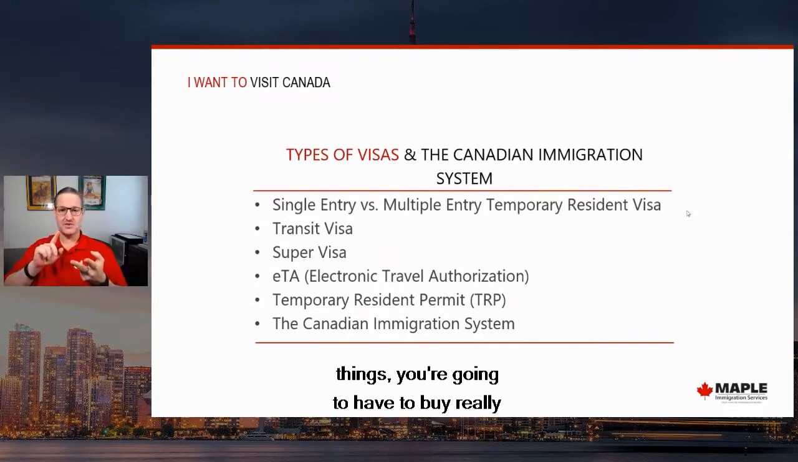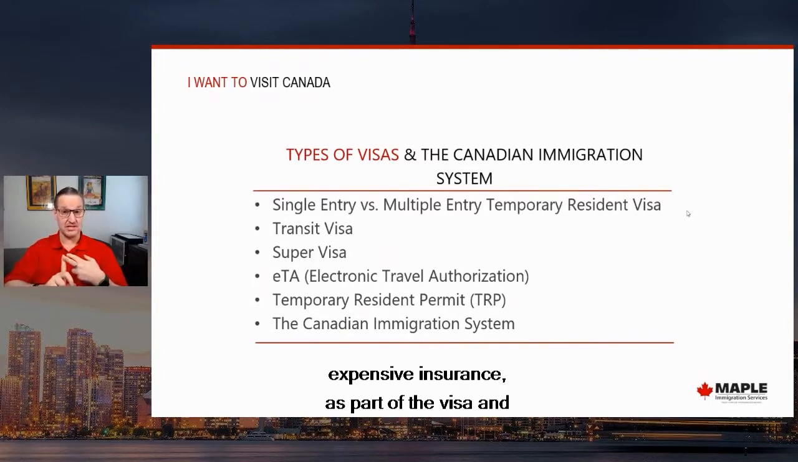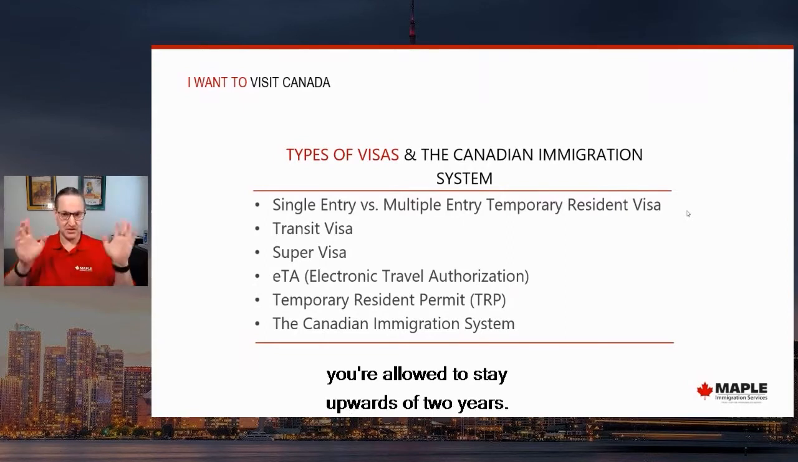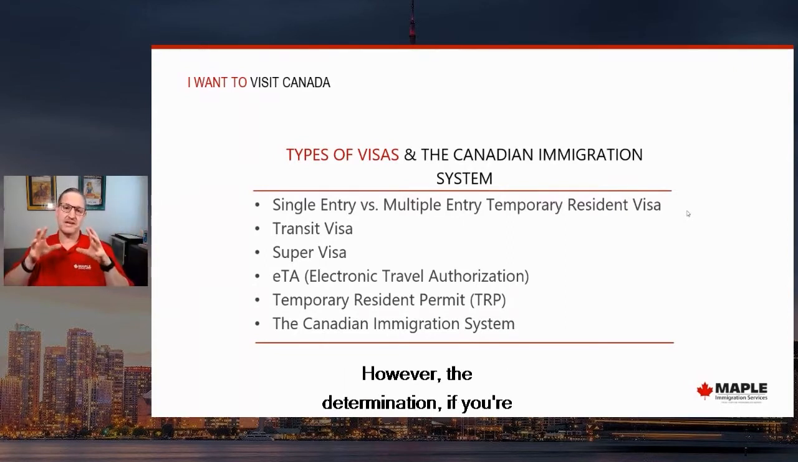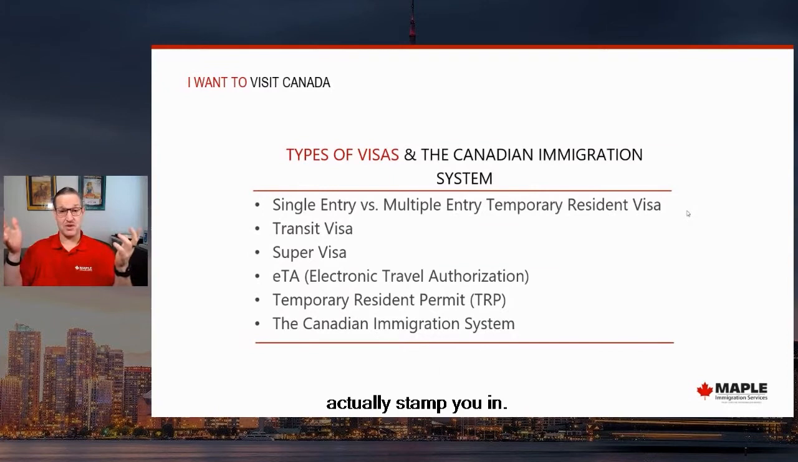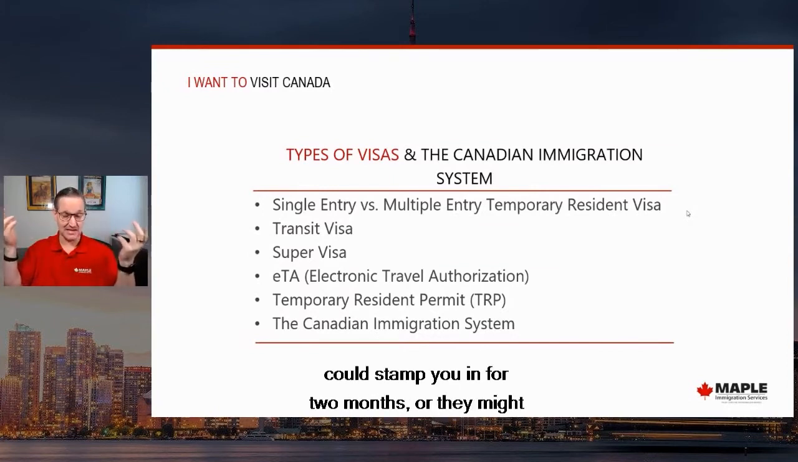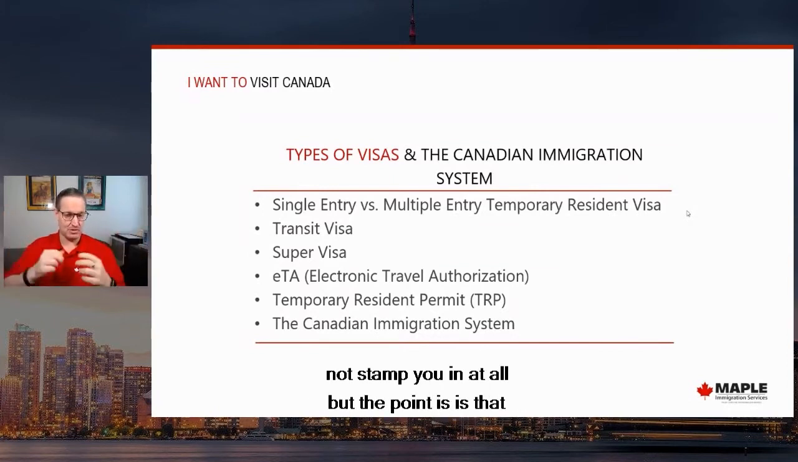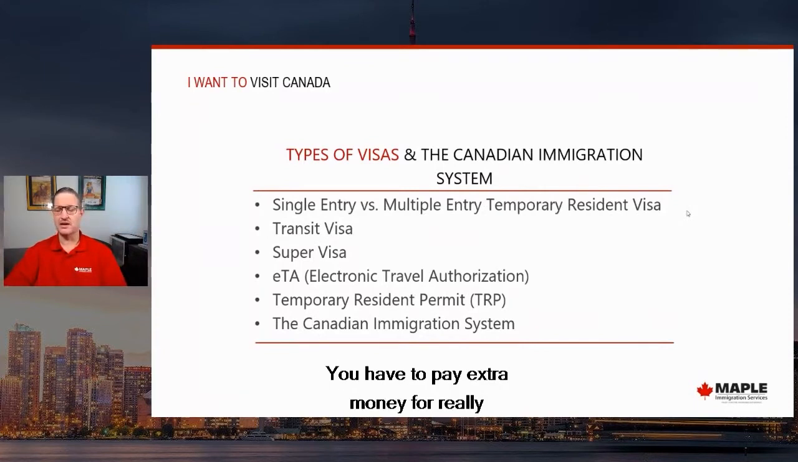You're going to have to buy really expensive insurance as part of the visa, and you're allowed to stay upwards of 2 years. However, the determination if you're allowed to stay for 2 years or longer is done by the border officer when they actually stamp you in. So they could stamp you in for 6 months, or they could stamp you in for 2 months, or they might not stamp you in at all. But the point is that you have to go through all of this extra work. You have to pay extra money for really expensive insurance that you're directed to buy. It just doesn't make sense.